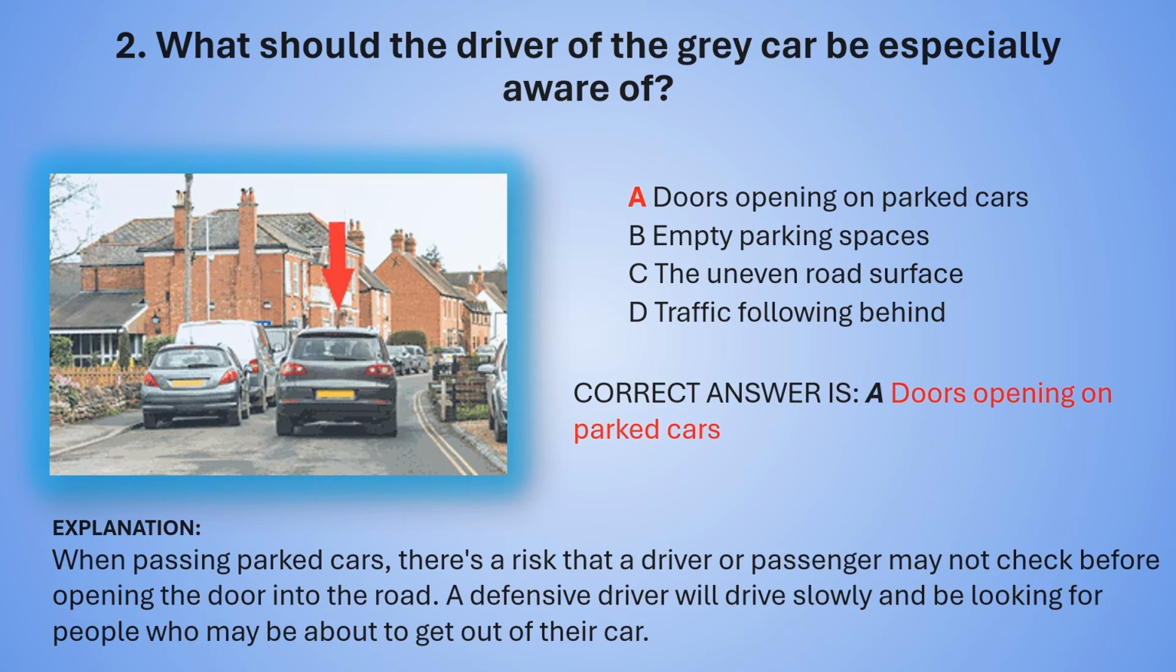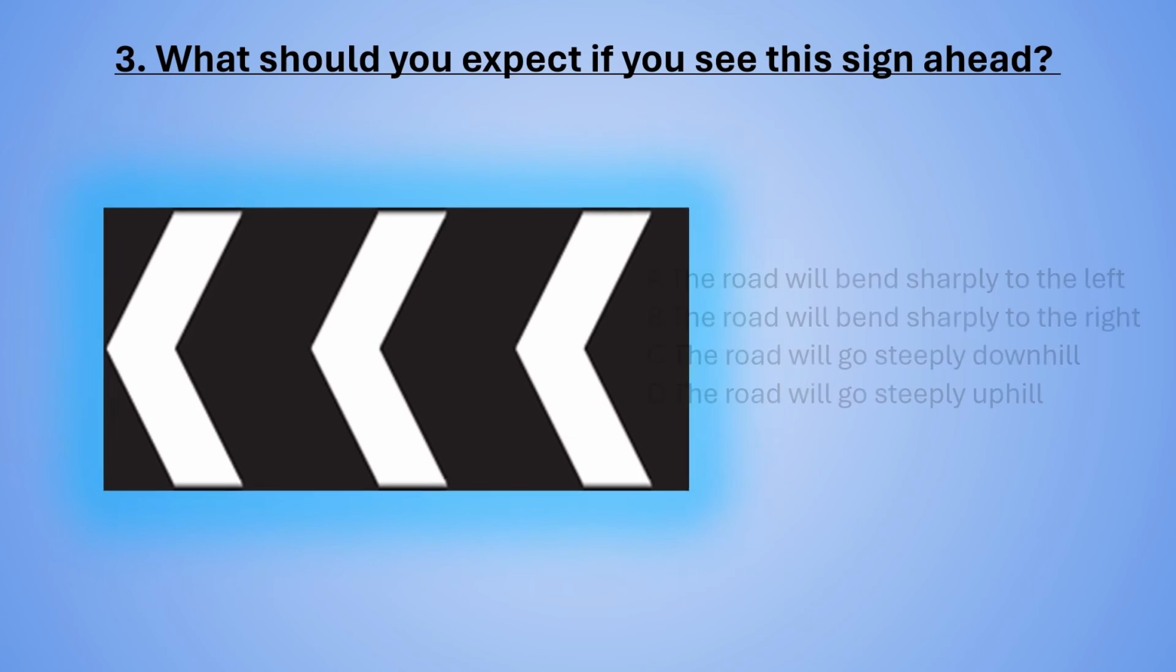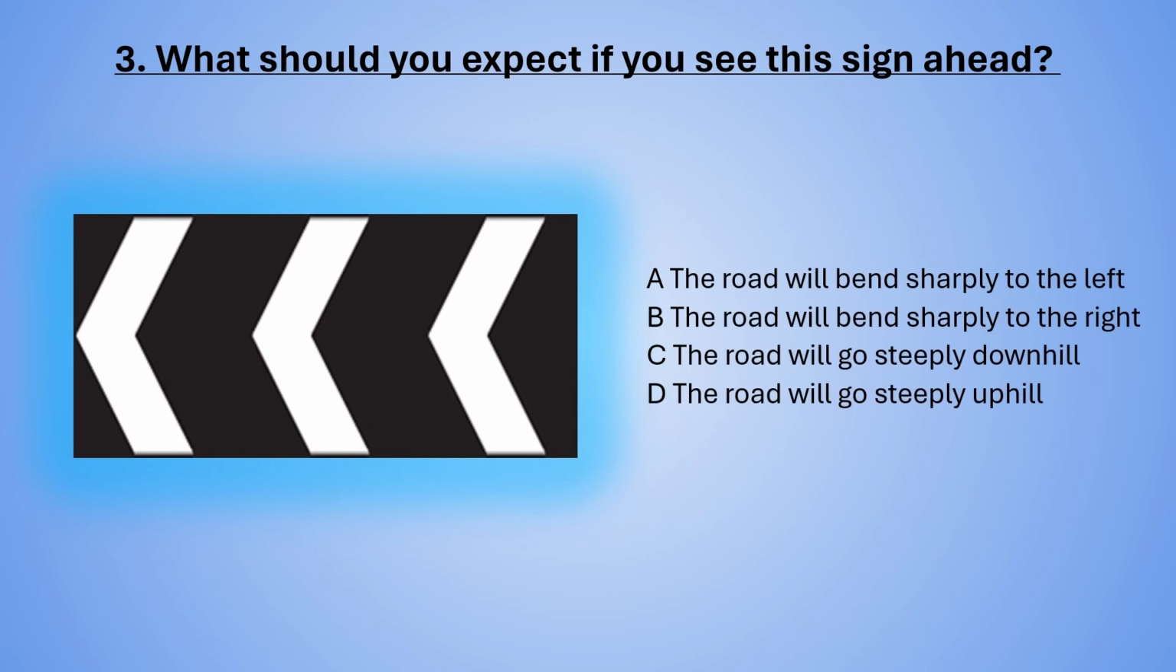What should you expect if you see this sign ahead? A. The road will bend sharply to the left. B. The road will bend sharply to the right. C. The road will go steeply downhill. Or D. The road will go steeply uphill. And the countdown begins now. 5, 4, 3, 2, 1.